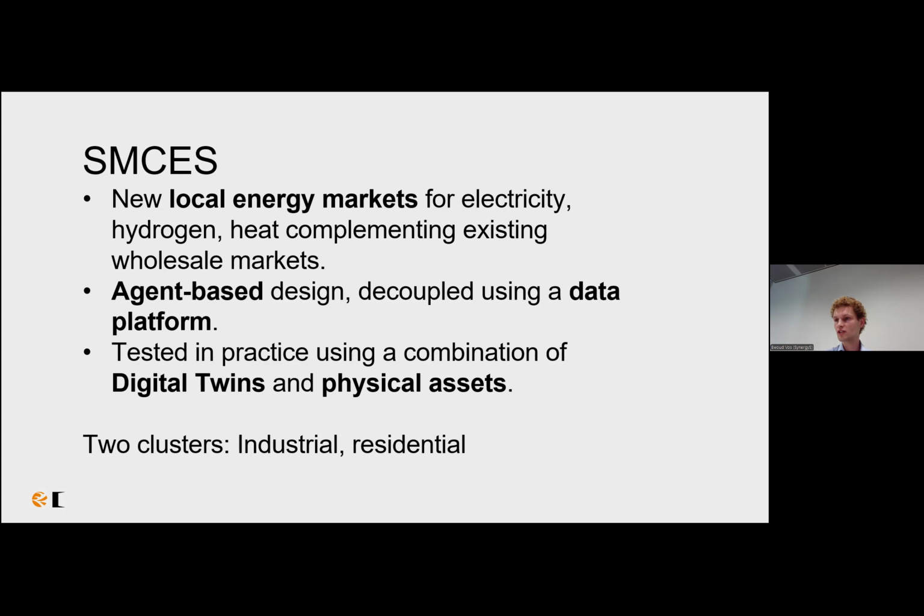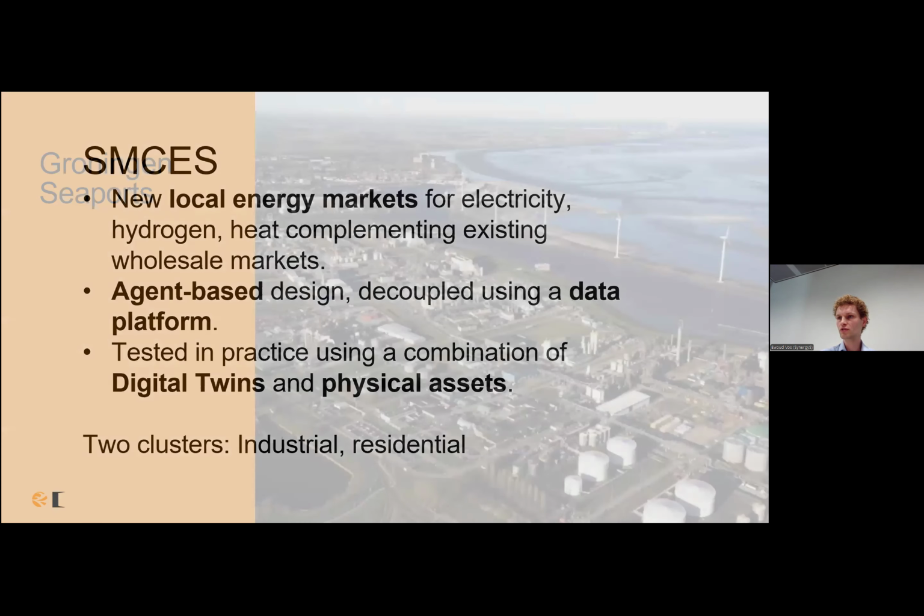And we tested this in practice using a combination of digital twins and physical assets. So the physical assets from our field labs and in Delft, the university developed a set of digital twins which were used as a hardware in the loop simulation, doing some tests on these clusters. I will now briefly touch upon those two clusters that we have looked at, an industrial and a residential cluster.